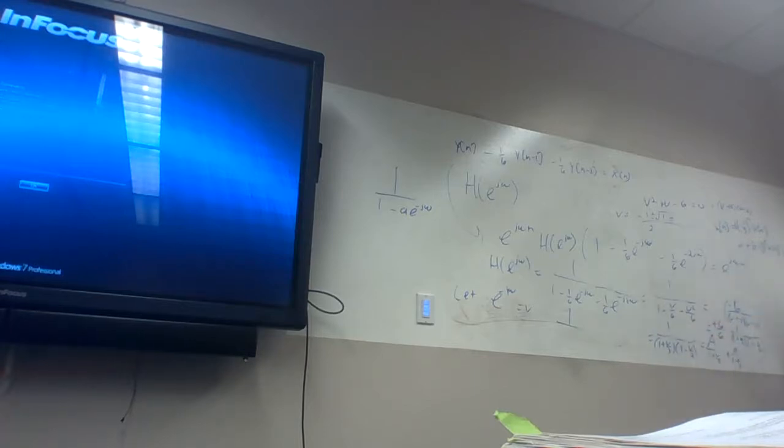Let me just verify that indeed this is correct. We get a 1/3 minus 1/2, that's minus 1/6. We get a 1/3 times 1/2, that's 1/6. All right, cool.